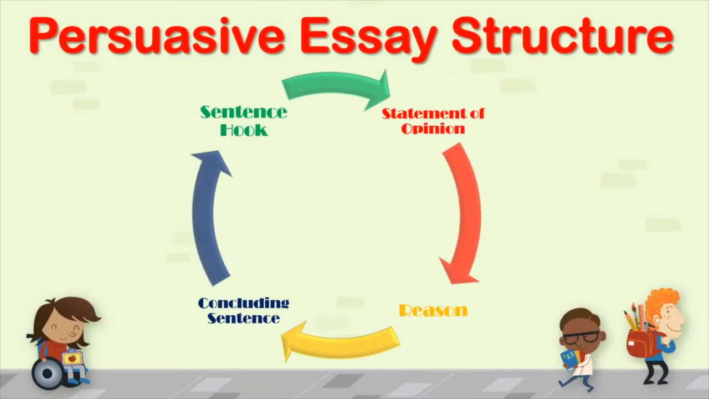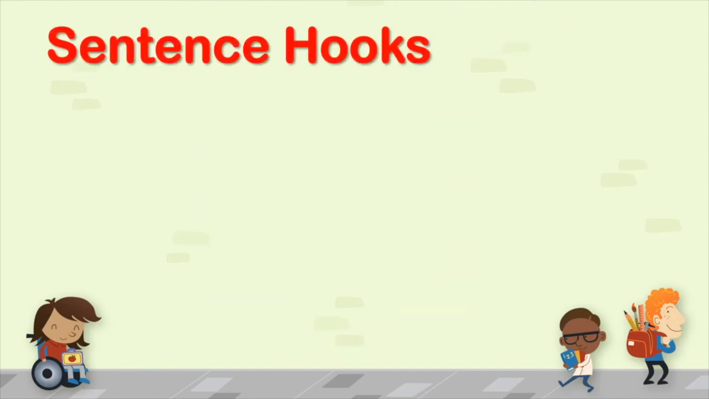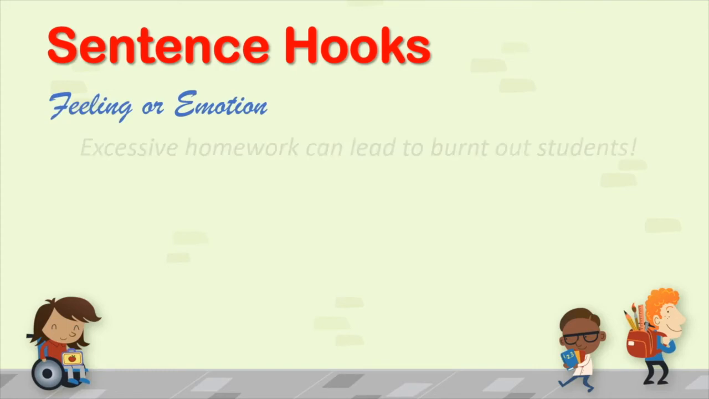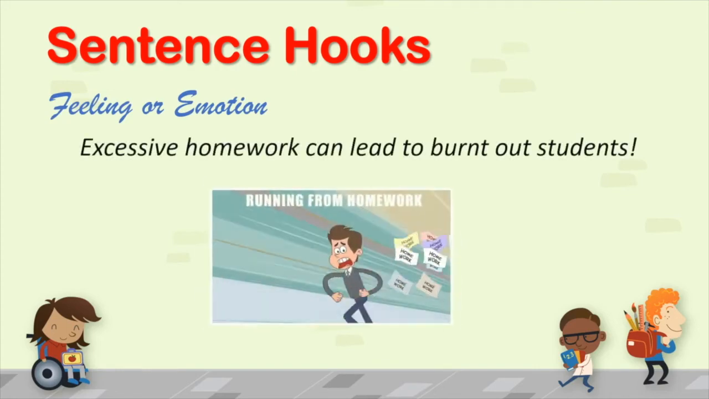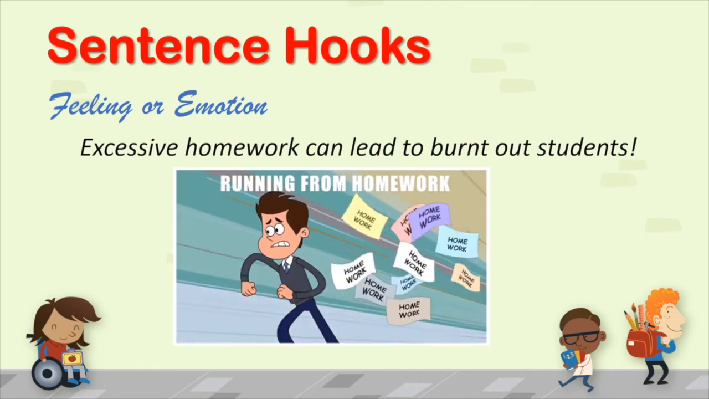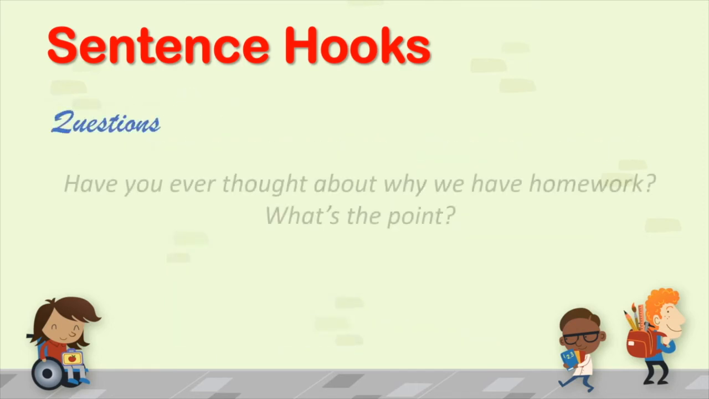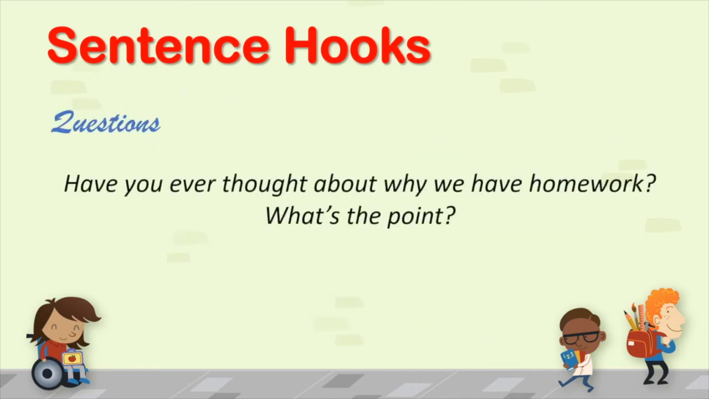A good persuasive essay has a hook, statement of opinion, reason, and concluding sentence. Sentence hooks are used to grab the reader's attention. Let's have a look at some examples. The first is feeling or emotion. Excessive homework can lead to burnt out students. You can also start with questions. Have you ever thought about why we have homework? What's the point?